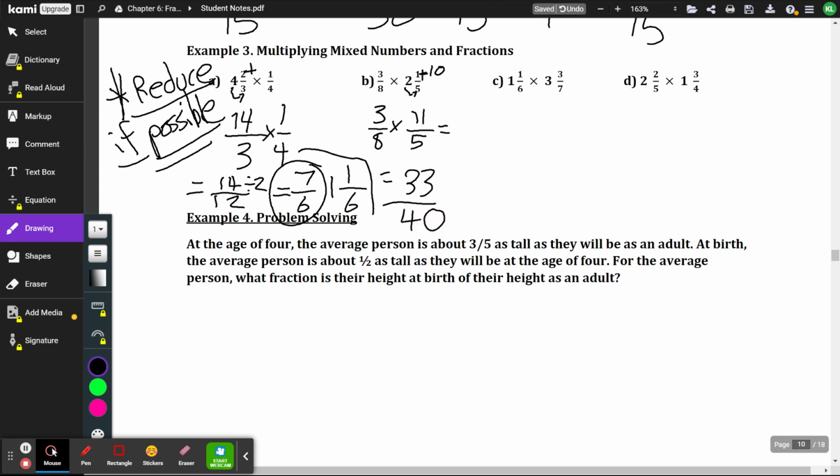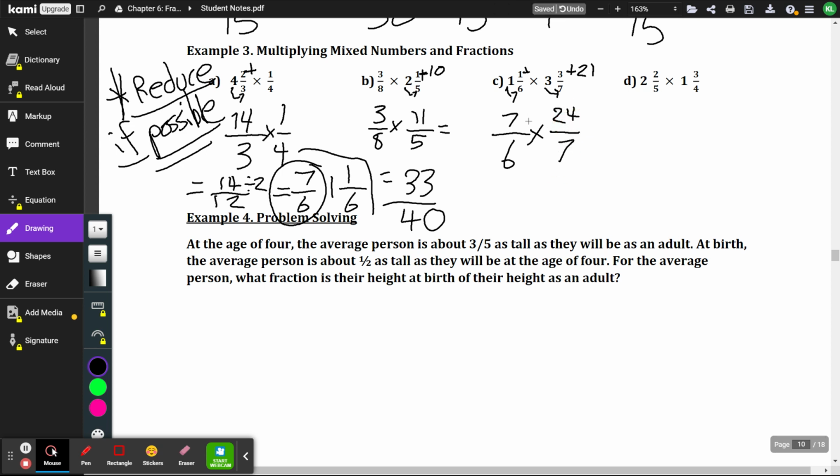See, I need to convert both to improper fractions. So I have 1 times 6 plus 1. 6 plus 1 is 7. 7 over 6. Times 3 times 7, 21, plus 3, 24 over 7.